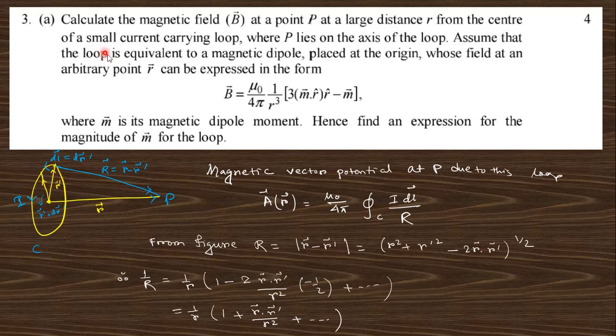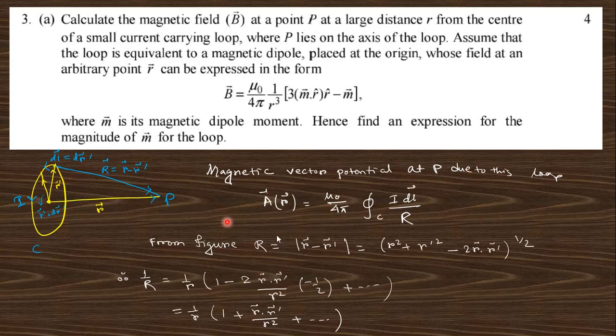Next, number 3a: calculate the magnetic field at a point P at a large distance r from the center of the current-carrying loop, where P is on the axis. Assume that the loop is equivalent to a magnetic dipole placed at the origin, whose field at an arbitrary point can be expressed like that. Show the magnetic vector potential at any point. The vector potential can be written like this.